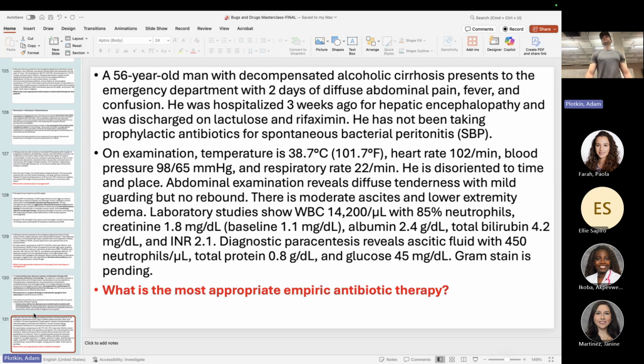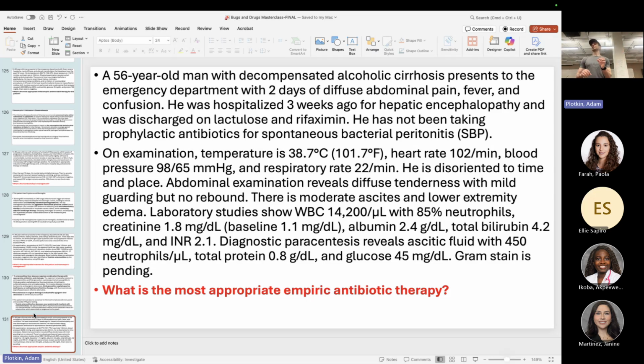All right, what do we think? What should we do? First off, should we treat them or is this something else? Yes. Okay. Why should we treat them? Why is this SBP? Okay, so in the ascitic fluid, neutrophils, or PMNs, over 250 is an indication. What if the gram stain comes back negative? Do we still treat them? Really? Yeah. So as long as the PMNs are above 250, we treat. I don't care if the gram stain comes back.